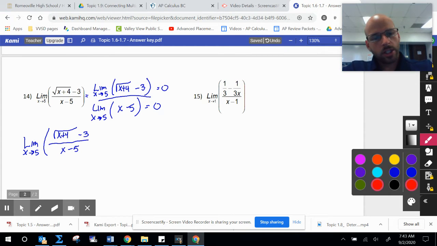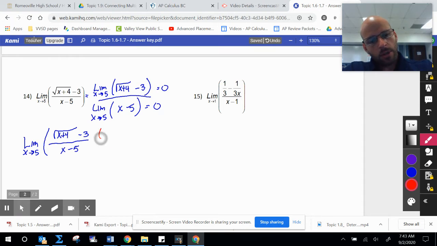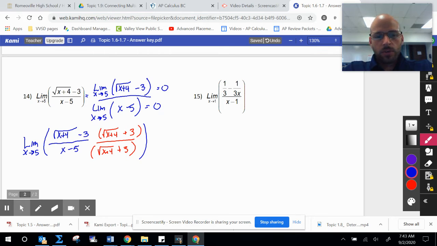So now I'm going to use the conjugate, and I'm going to multiply the top and bottom by the square root of x plus 4 plus 3, all over the square root of x plus 4 plus 3. Remember, whatever you do to the top, you have to do to the bottom. When you multiply conjugates together, I now have the limit as x approaches 5 of the first term squared, which is x plus 4, and then the negative 3 times 3 gives me a negative 9, all over x minus 5. Do not distribute the bottom.